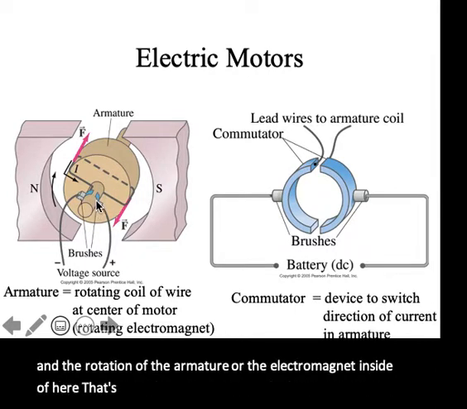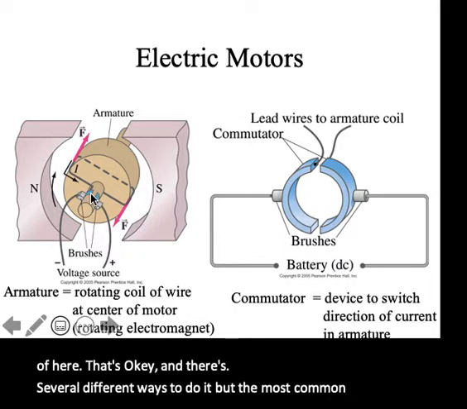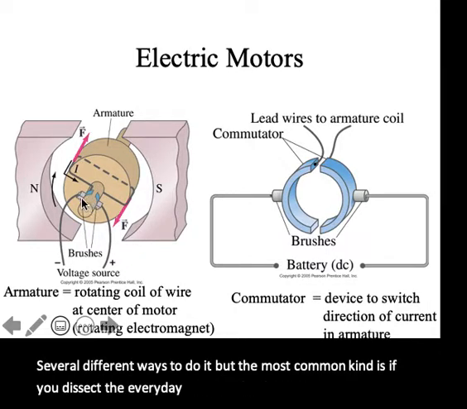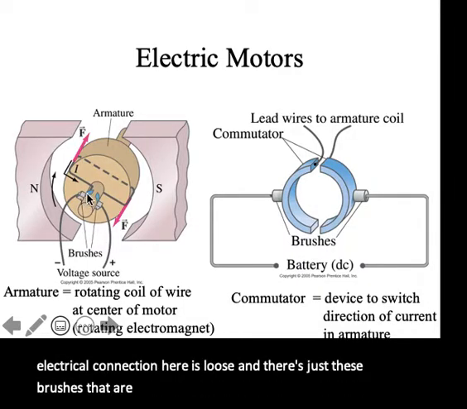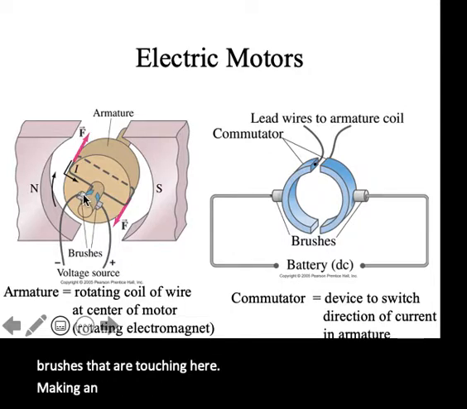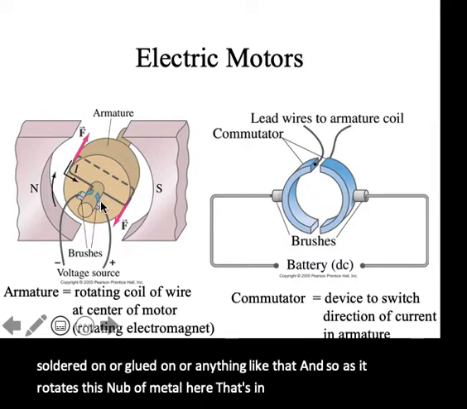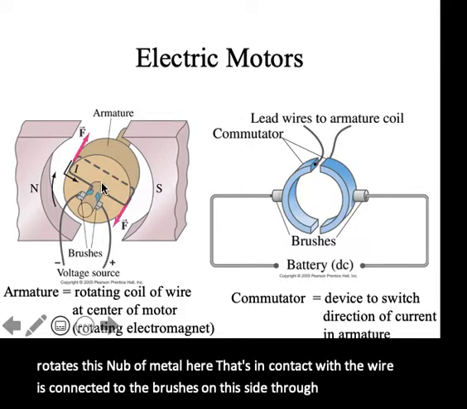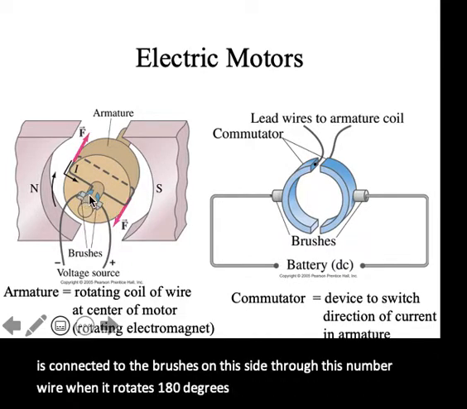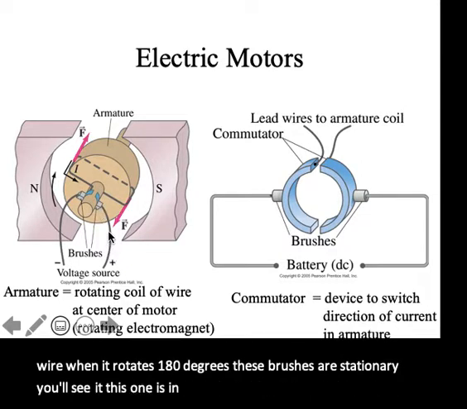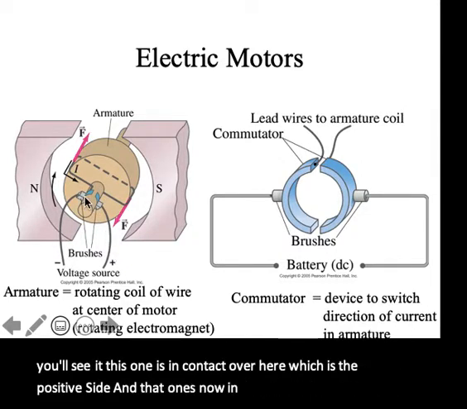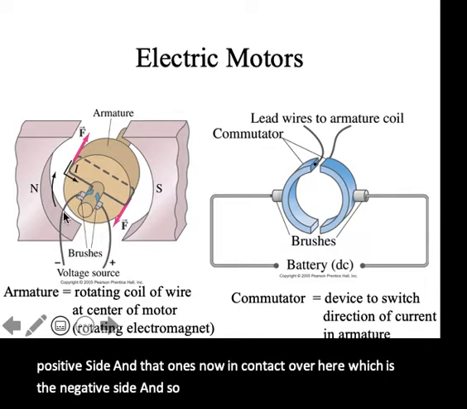There are several different ways to do it, but the most common kind is if you dissect an everyday electric motor, you'll find that the electrical connection here is loose and there are just these brushes that are touching here, making an electrical connection by contact, but it's not soldered on or glued on or anything like that. As it rotates, this nub of metal that's in contact with the wire is connected to the brushes on this side through this nub of wire. When it rotates 180 degrees, these brushes are stationary. You'll see that this one is in contact over here, which is the positive side, and that one's now in contact over here, which is the negative side. And so just the rotation itself will accomplish the reversal of the direction of current, right?